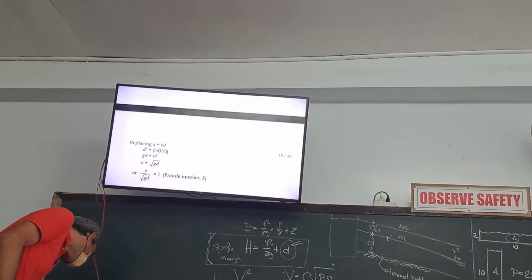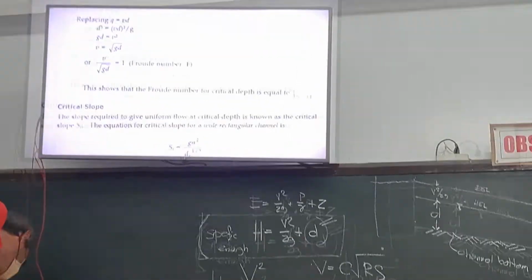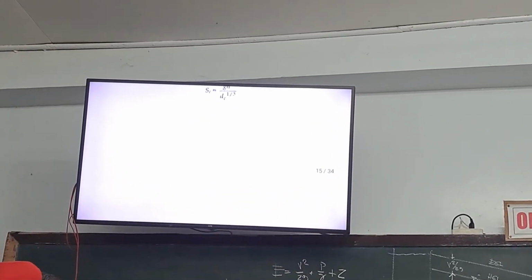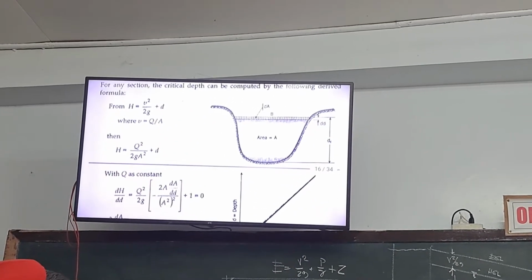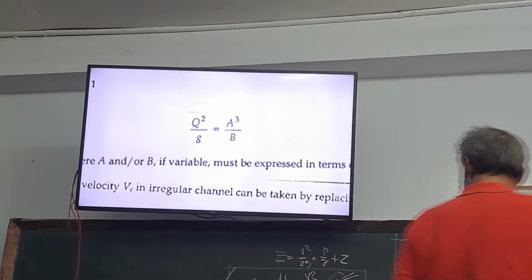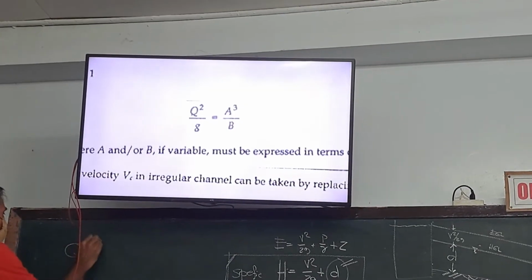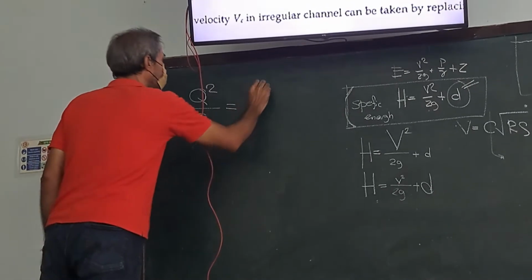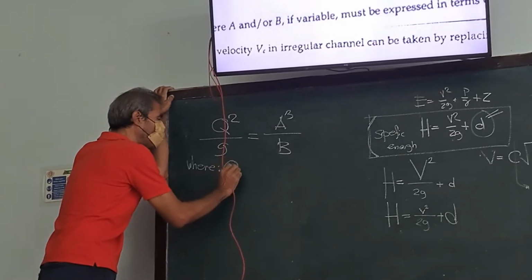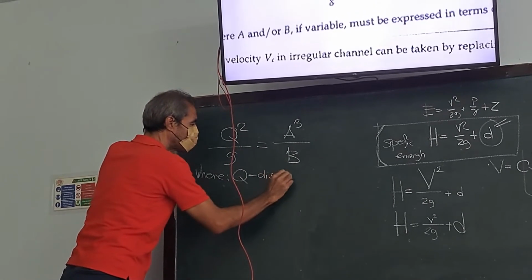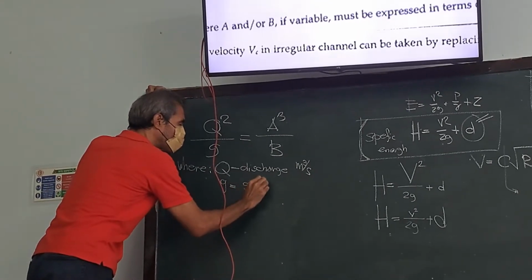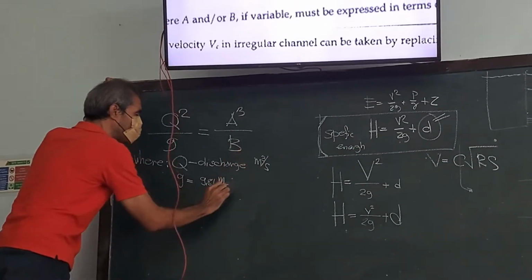Now, if it is not rectangular, the formula becomes like this one. That is the general formula: Q squared over g equals area cubed over B. Where Q is discharge in cubic meters per second, and g is 9.81 meters per second squared.